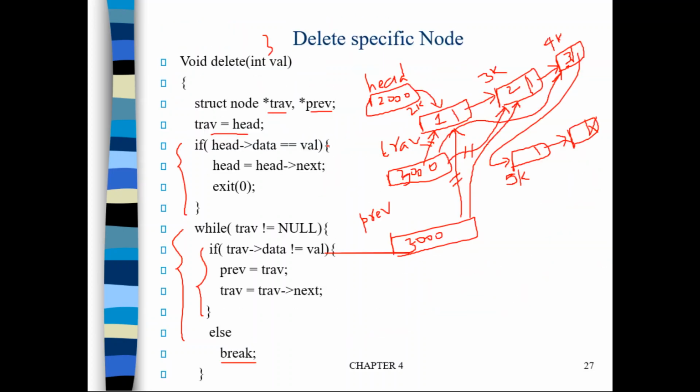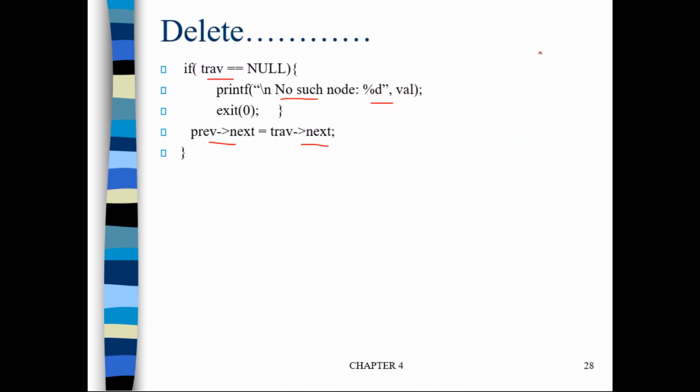So what is previous next? This is previous next. This will point to traverse next, which is this. So it means you have isolated this. Now after this we can also write free of traverse, which means the operating system will reclaim that space. So this is how we can delete a particular node from the linked list.